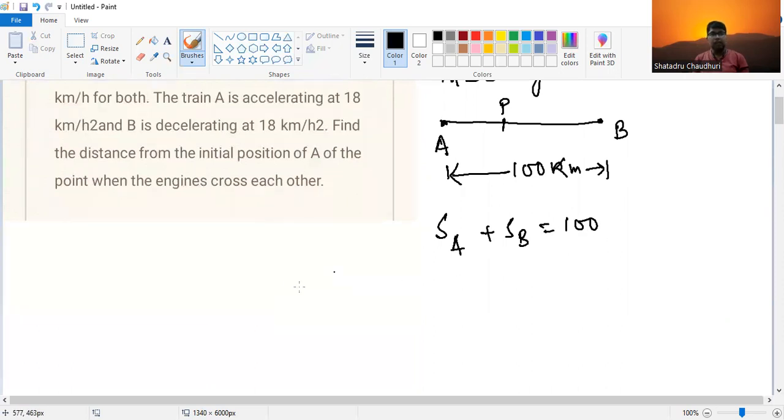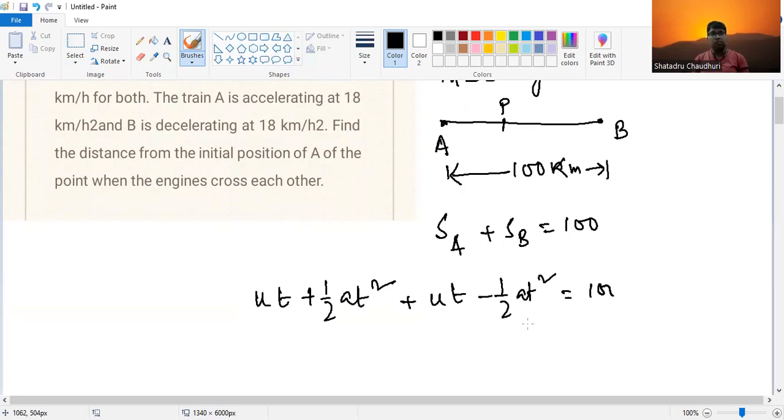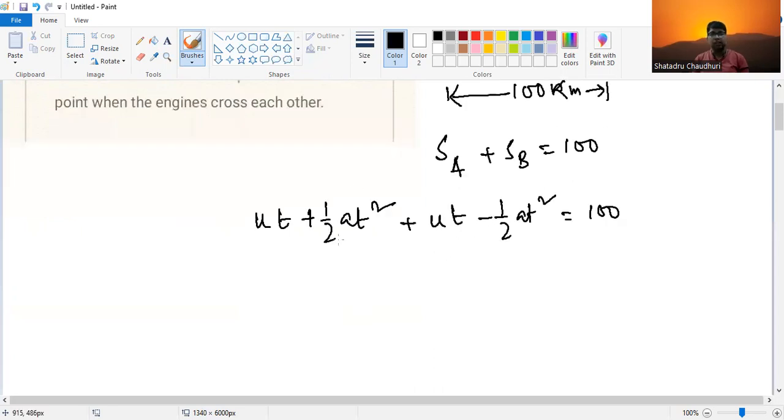Now, SA can be written using S equals UT plus half AT square. Time will be the same for both, plus UT minus half AT square equals 100. Since train B is decelerating, that's why I've used this minus sign. So obviously this part cancels out, so 2UT equals 100.